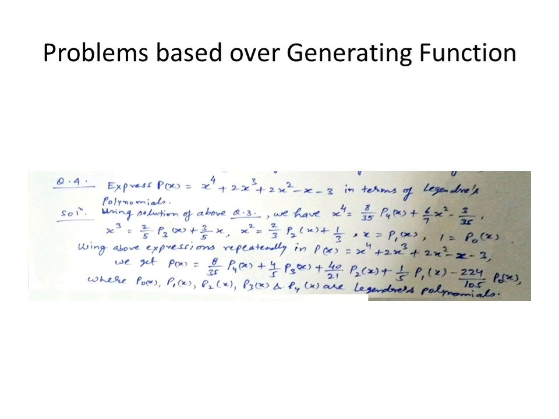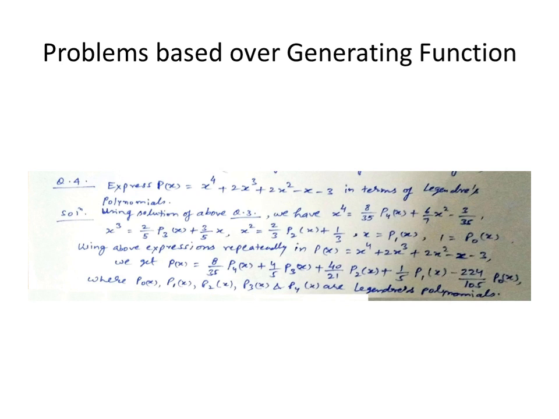So we have x power 4 equals 8 by 35 P4(x) plus 6 by 7 x square minus 3 by 35. It obviously came as per the expression of P4(x) in the previous solution. Similarly, by using expressions of P3(x), P2(x), P1(x) and P0(x) in the previous solution, we obtained expressions for x cube, x square, x and 1 in the next line of the solution.